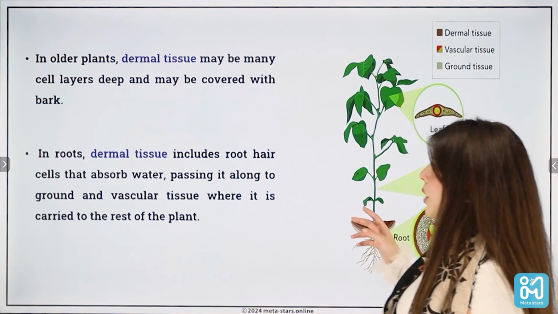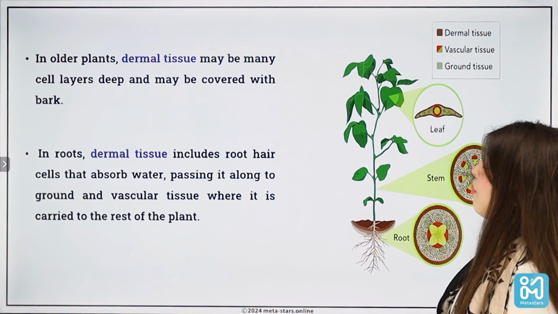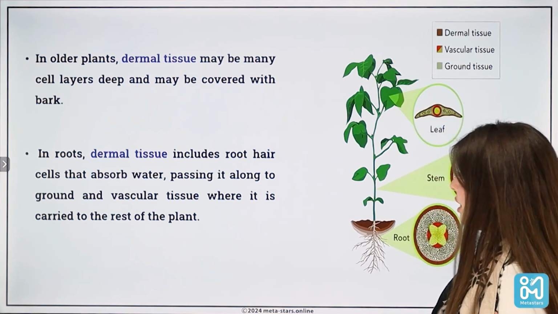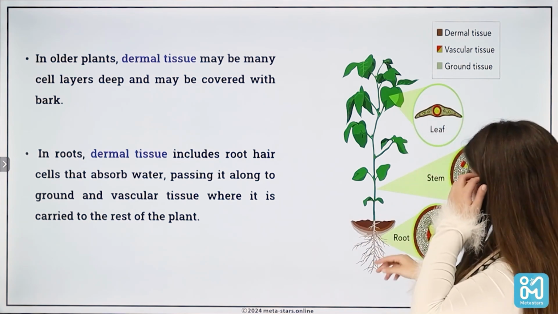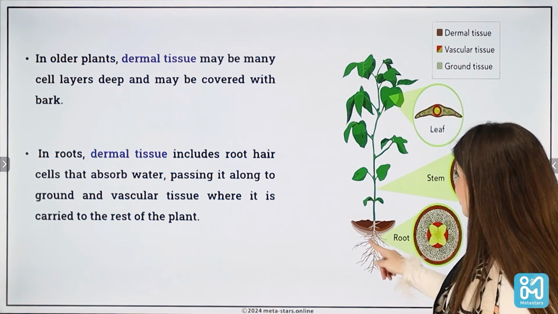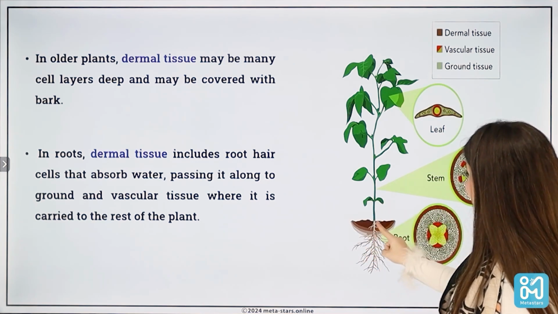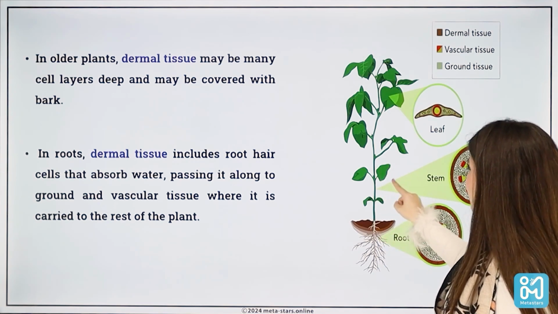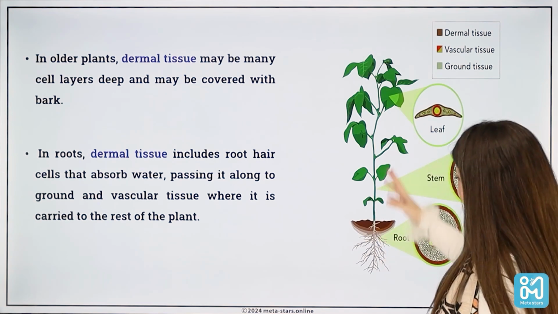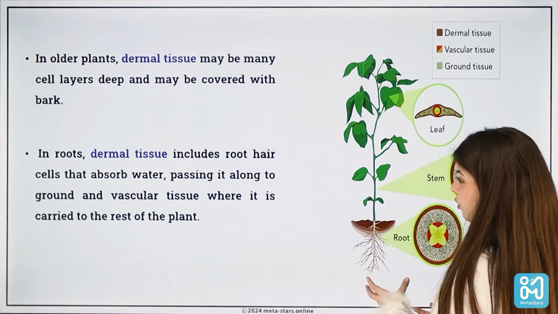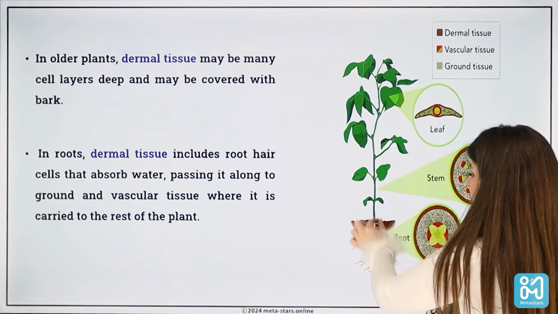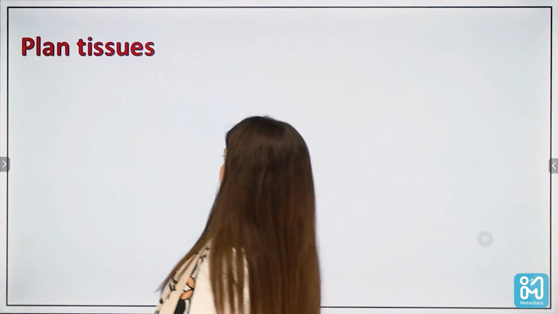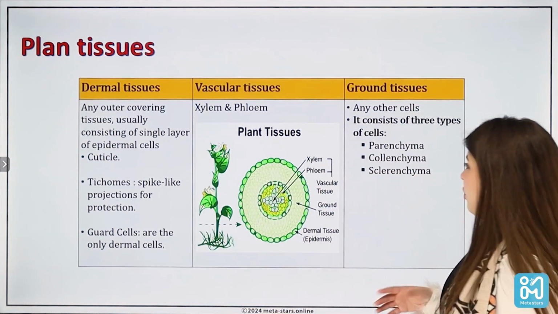By the way, in older plants, guys, dermal tissue may be many cell layers, not only one cell layer. The dermal tissue includes the root hair cells to absorb water. Then in the stem, there is dermal tissue. In the leaves, there is dermal tissue. And everywhere in the plant, there is dermal tissue, not only on the green part. Also in the root, we have dermal tissue. So let's talk about the other tissues.